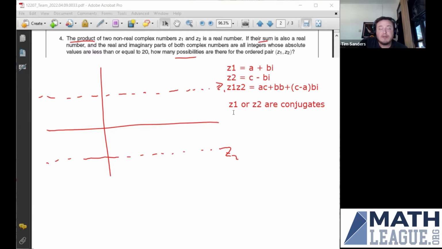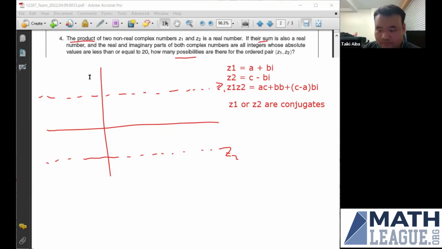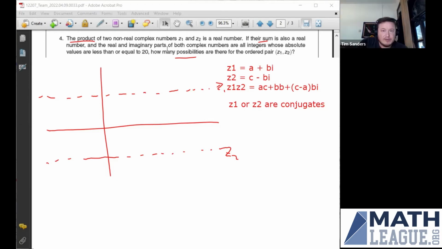By the way, if Z1 fits the bill, so that both the real and imaginary parts have absolute value less than or equal to 20, then Z2 is going to as well, right? Because they're conjugates. So if one of them works, its conjugate will. So we really just need to figure out how many possibilities there are for Z1. All right, how many do we have then?